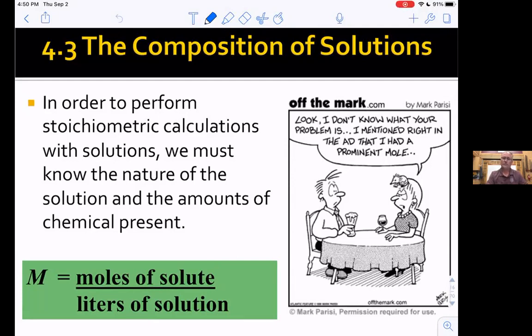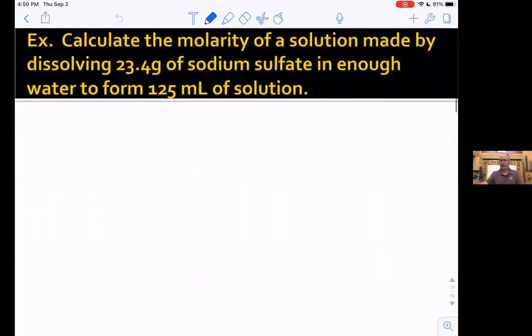Now, the solution is going to be composed of two things. It's going to be composed of the solute and the solvent. But the denominator of molarity is always all of it together, the volume of the entire solution. So let's do a quick molarity calculation just to remind you how to do them.